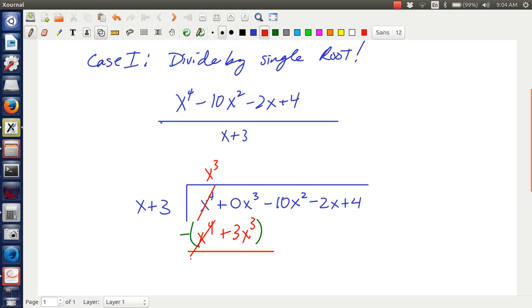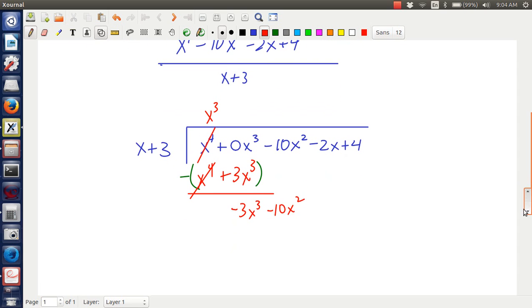But anyway, these guys wipe out. You always make the first column wipe out. And so then you're left with your next work. Drop down the next piece, and then you ask the question, how many times does x go into minus 3x cubed? And the answer should be minus 3x squared. So then you go ahead and do this.